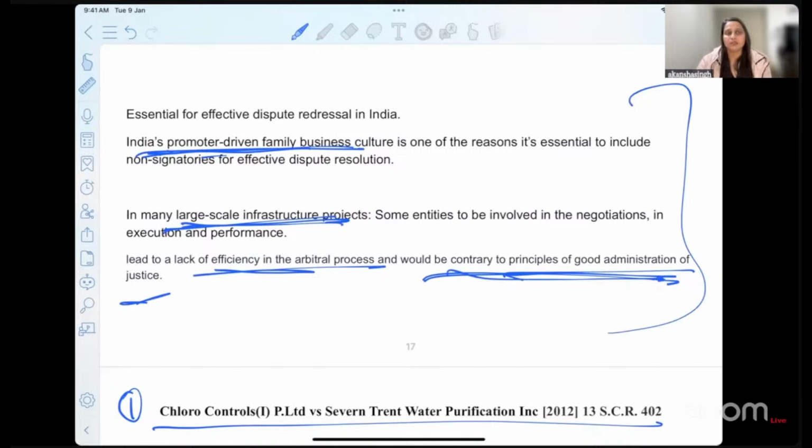You talk about what a party is, how party has been defined, and where is the scope of extending the existing provision to include a non-signatory, and then you talk about why this is important for us. Now, let me remind you that the question is a 10 marker question.